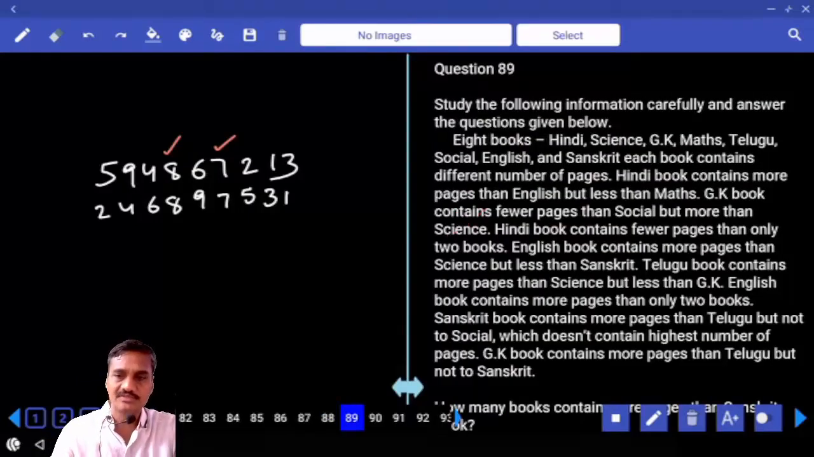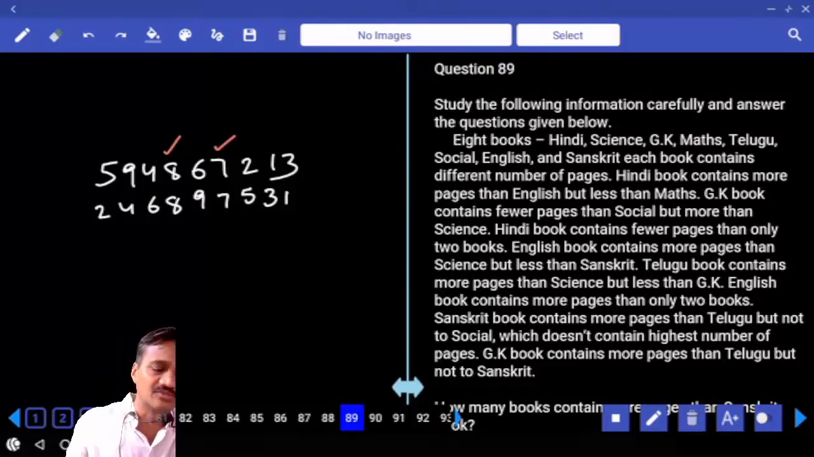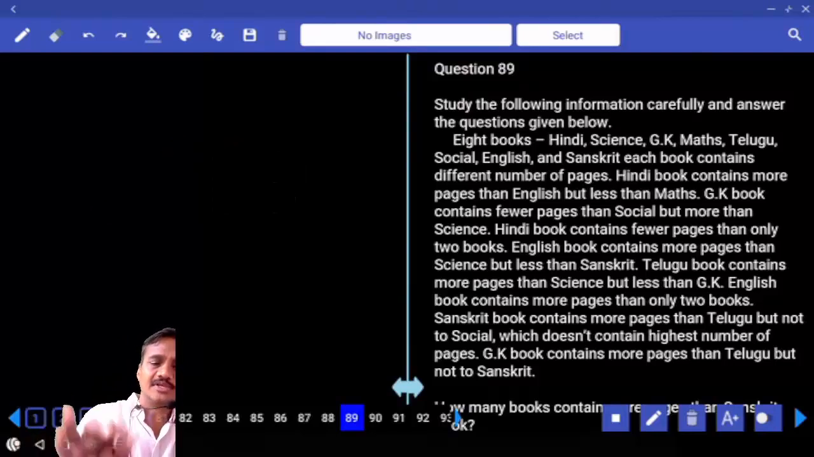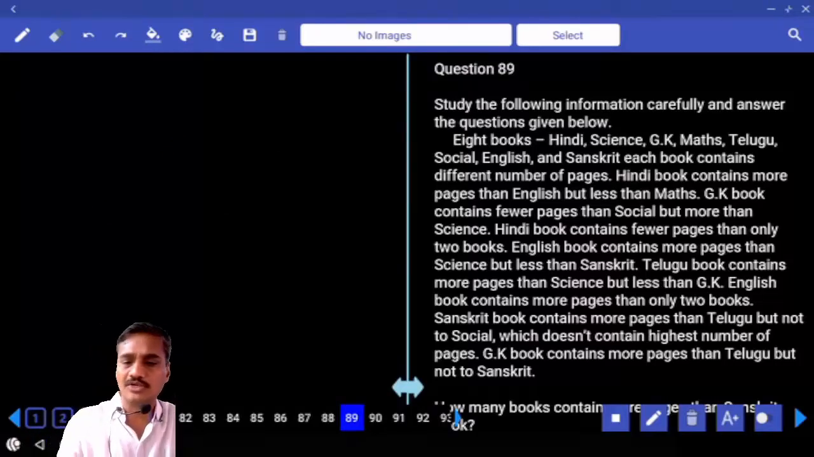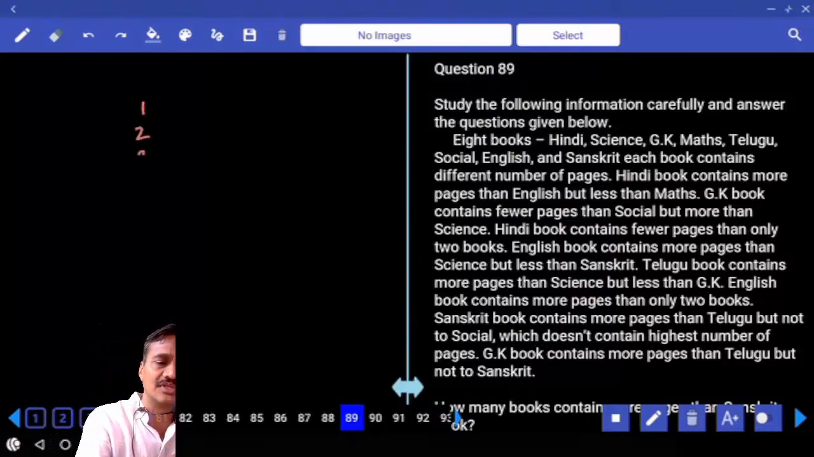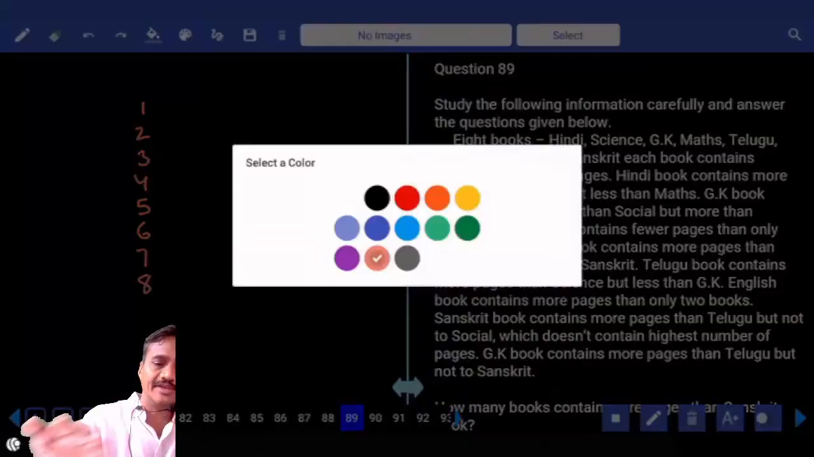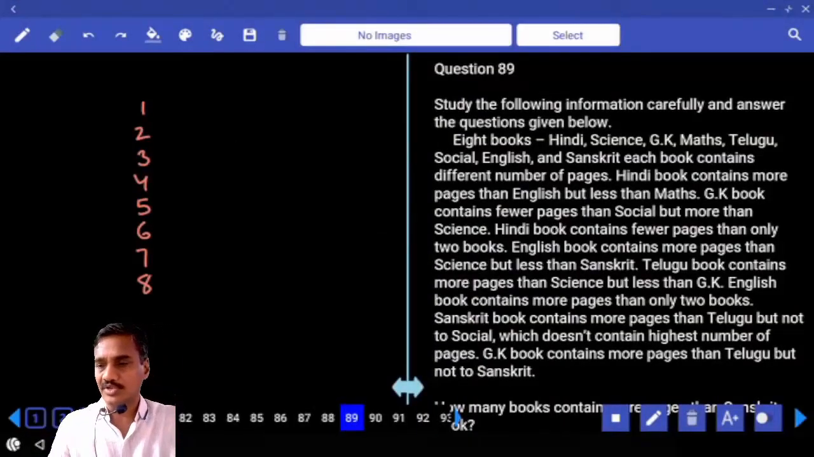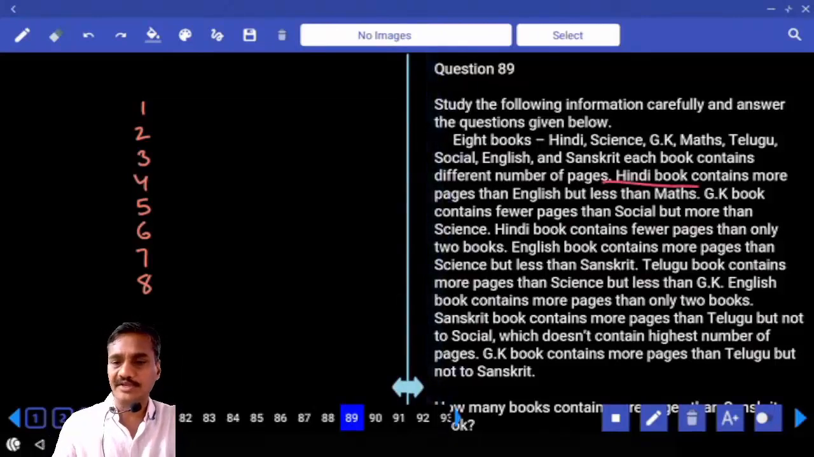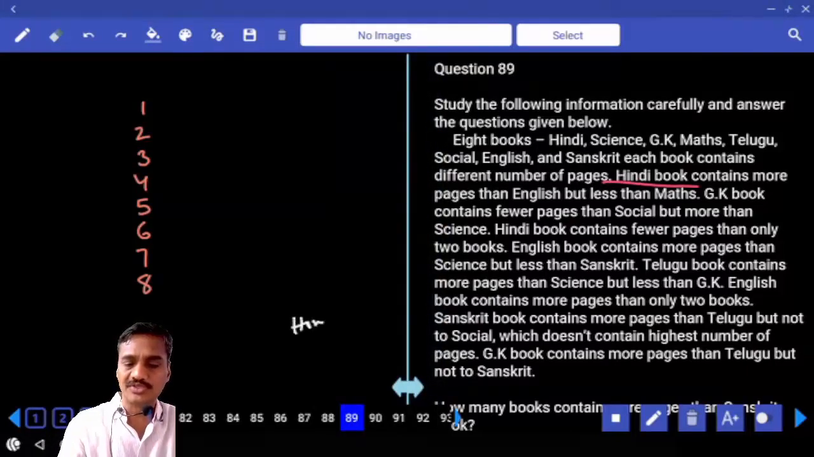Then 89 onwards. Now 8 books were there and contain different numbers of pages. A Hindi book contains more pages than English but fewer than mathematics. There are 8 books altogether: 1, 2, 3, 4, 5, 6, 7, 8. Now coming to condition number 1: Hindi contains more than English, but lesser than mathematics.